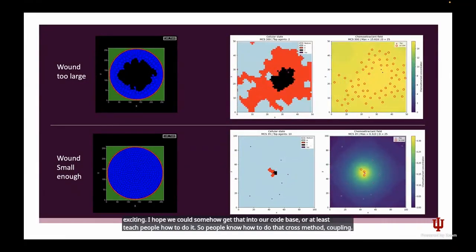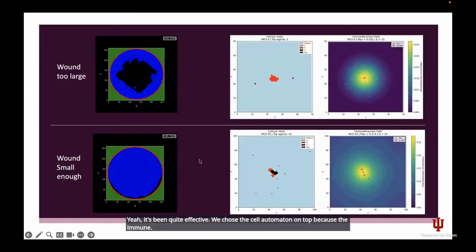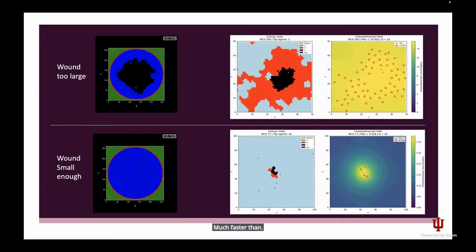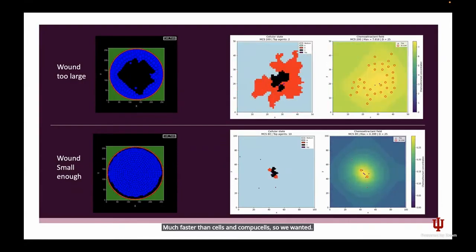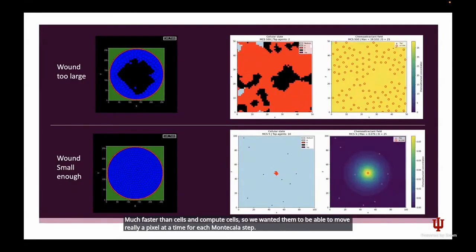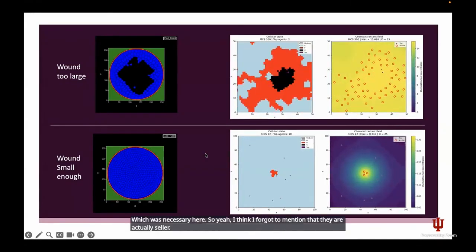Yeah, it's been quite effective. We chose the cellular automaton on top because the immune cells are much faster than cells in CompuCell. So we wanted them to be able to move really a pixel at a time for each Monte Carlo step, which was necessary here. So yeah, I think I forgot to mention that they are actually cellular automaton cells.